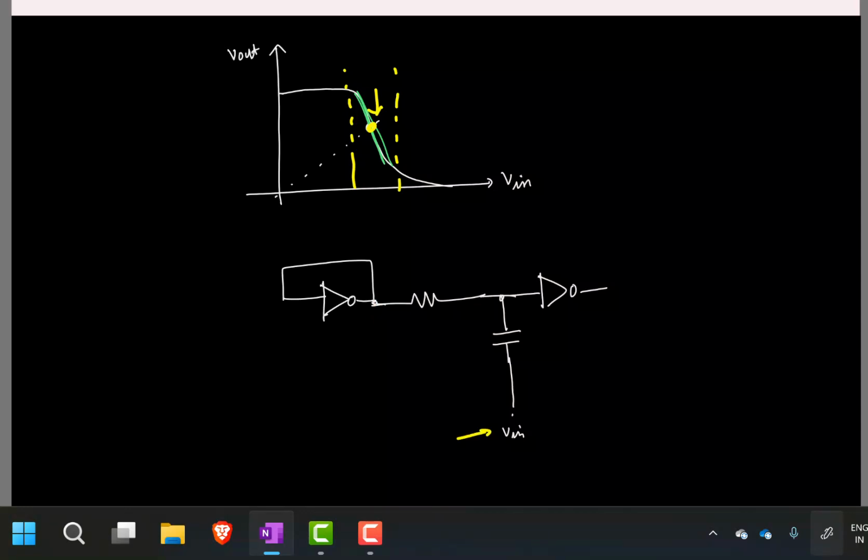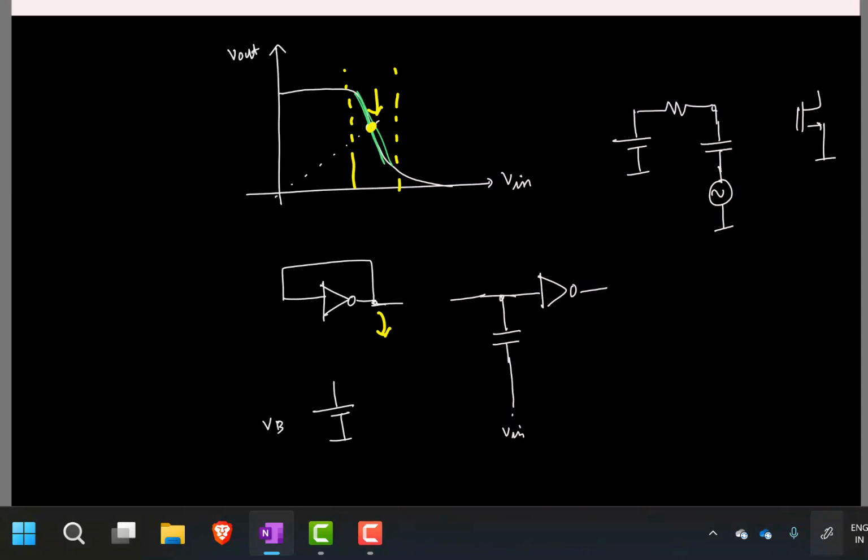Why did you use the resistor? How else would you connect this? This is a bias voltage. Think of it like this: you have a bias voltage and a small signal. How do you generally bias an amplifier? You have some bias voltage and an input signal, and you want to give it to the amplifier. How do you give it? You AC couple this one and DC couple that one.